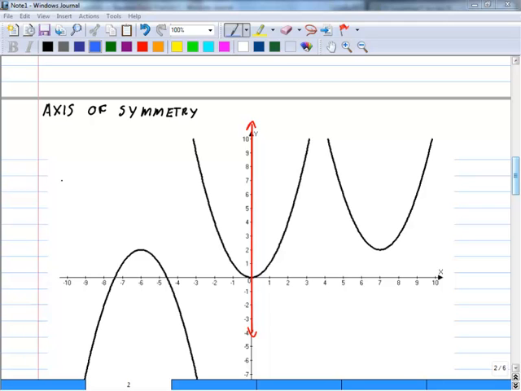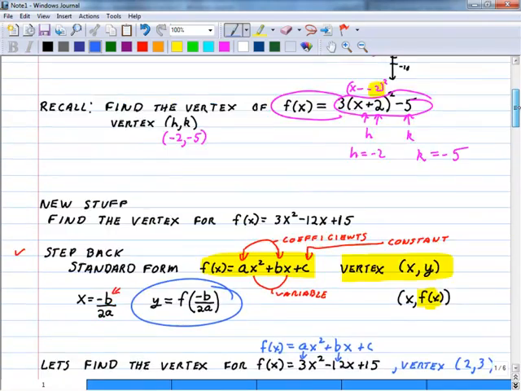So now we're going to talk about the axis of symmetry. The axis of symmetry crosses a parabola at its vertex. So the vertex is at 0, 0 here, and it's a horizontal line. So let's go back up to the beginning of our lecture here.